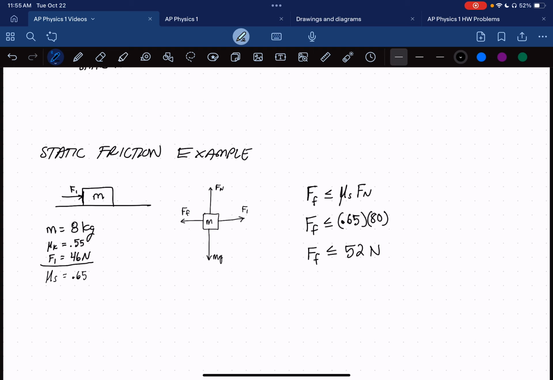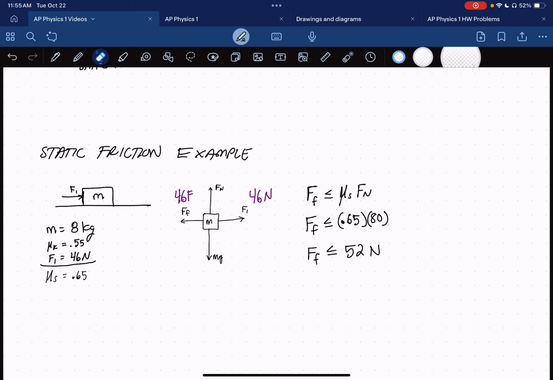So if we push on it with a force of 46 newtons, F1, okay, remember, static, this thing is not slipping. So we push on it with 46 newtons of force. This equation is telling us what the static friction force can get up to. It can get up to 52. It won't be 52 though. If we push on this with 46 newtons of force, it will match our 46 newtons of static friction. So that'll be 46. What this equation is telling you is that it can go up to 52.